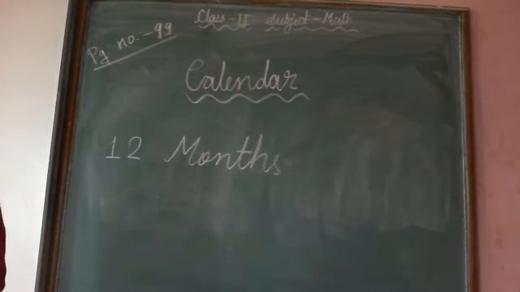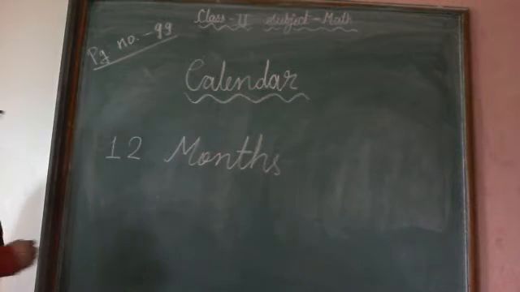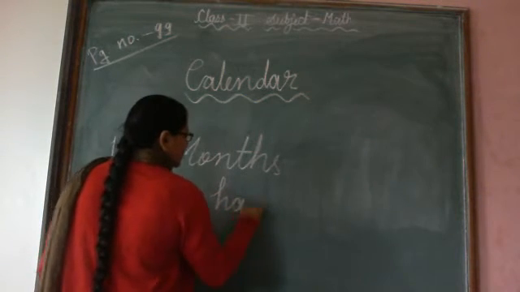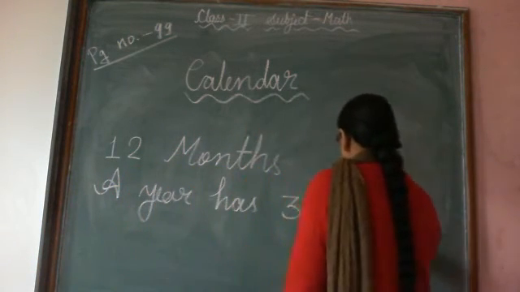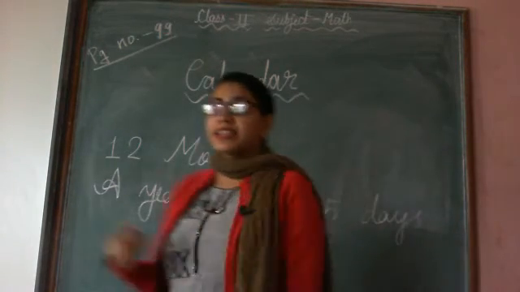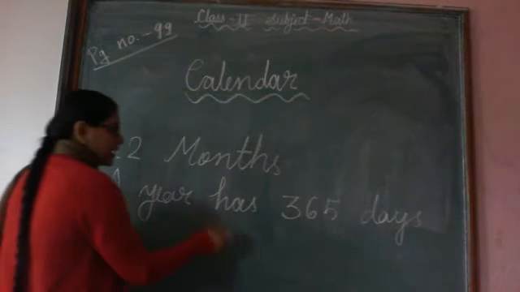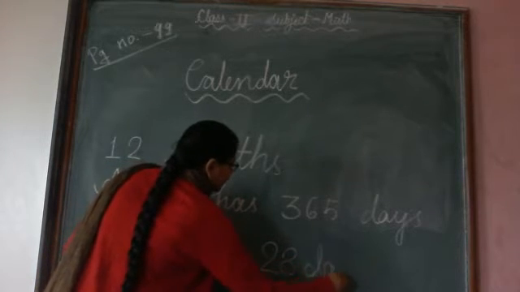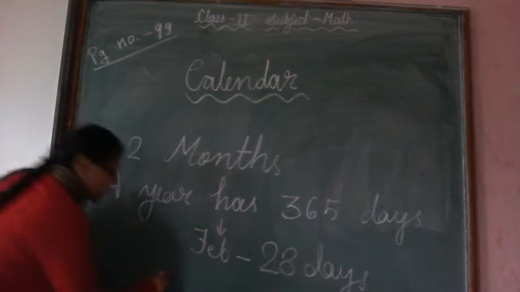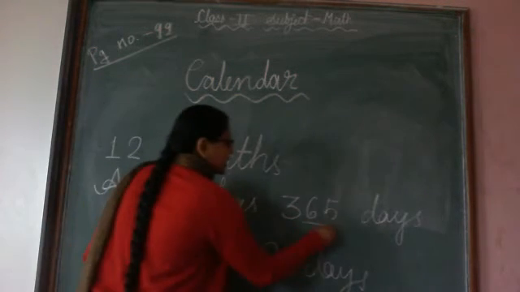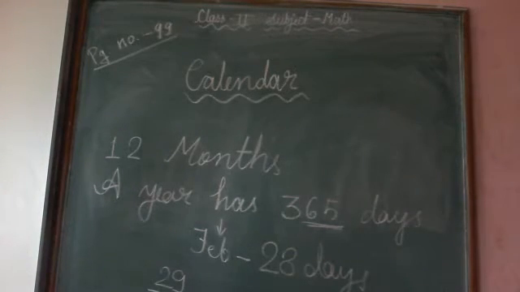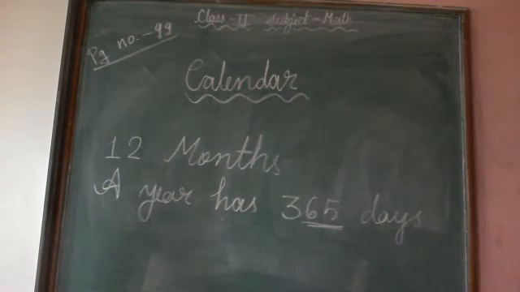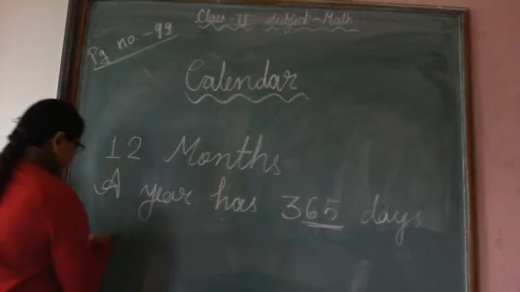What is a leap year? A normal year has 365 days. A year has how many days? 365 days. And a leap year is having 366 days because in this year February is having 29 days instead of 28. So when February is having 29 days, this 365 will become 366, and that year we will call a leap year. So a leap year has 366 days.